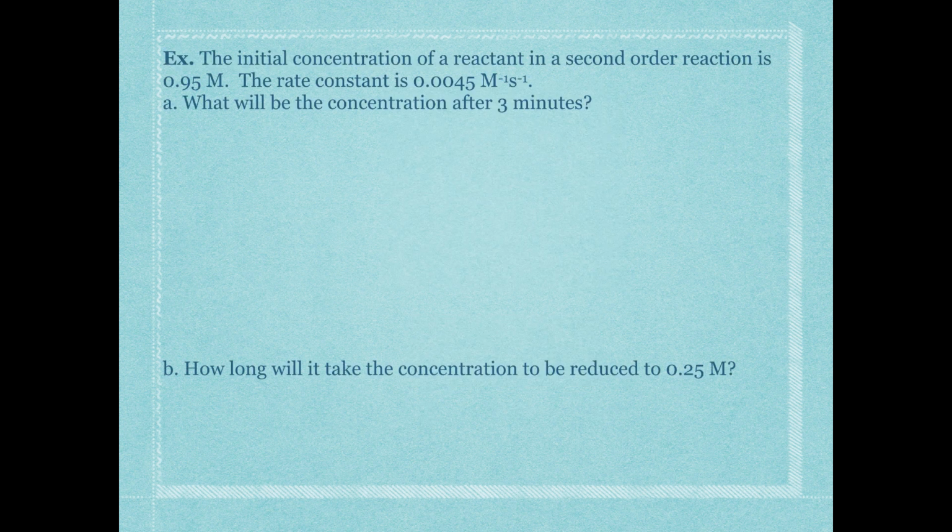So let's look at it. In this example, it tells me that I have a second order reaction and that the initial concentration is 0.95, so that is my A naught. My rate constant is 0.0045 molar to the negative 1 seconds to the negative 1. Keep in mind, I could give you your rate constant with those units and not tell you it's second order, because remember, it has to be second order if you have those units. So just to let you know, you might not be told it's second order, and you could determine that it's second order just looking at the units. All right, it says, what will the concentration be after 3 minutes?